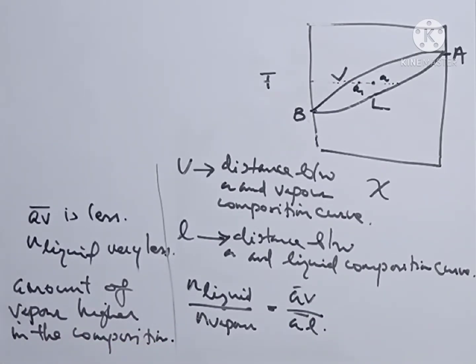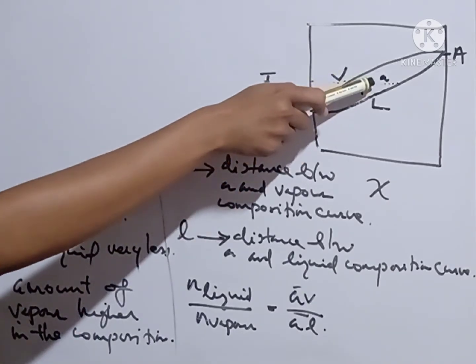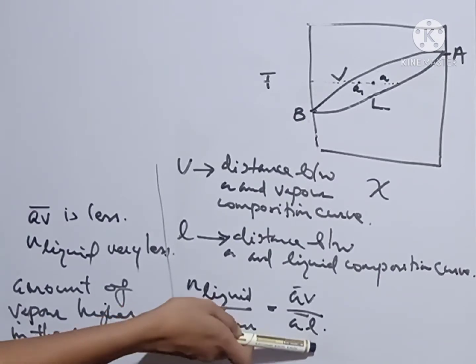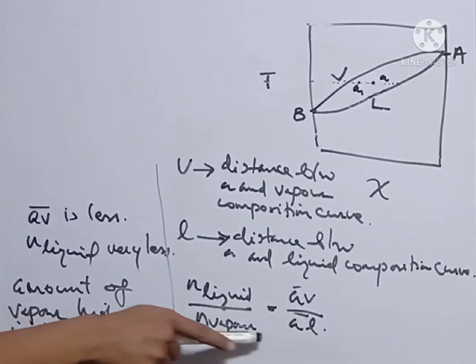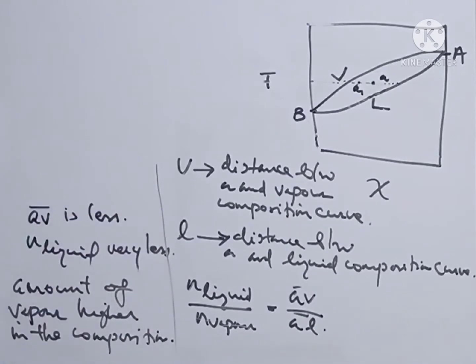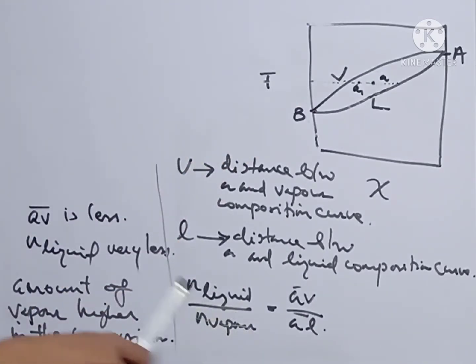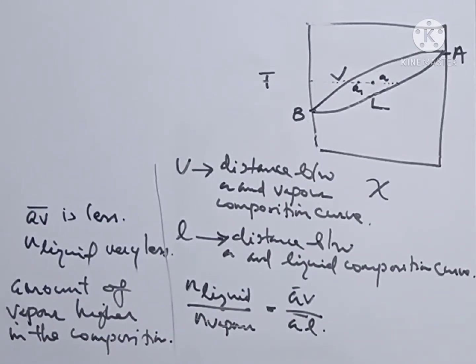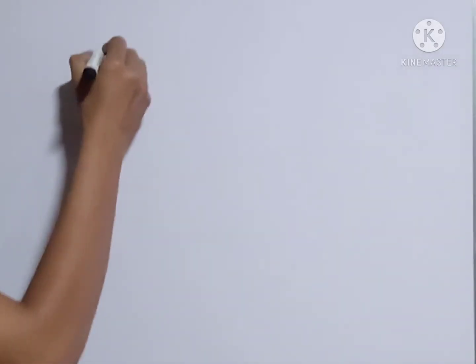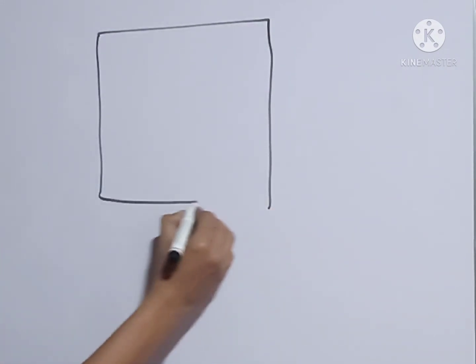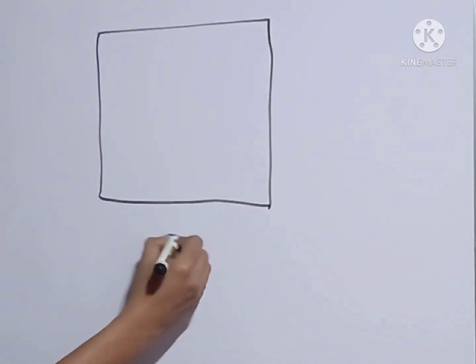On the other hand, if we consider a point very close to the liquid composition curve, then AL will be very less and correspondingly the amount of vapor phase will be reduced and the composition will contain a greater amount of liquid phase. So from the lever rule, we can calculate the compositions. Okay, so this is all about the composition of binary liquids. Now we are going to discuss the boiling point of the binary liquids.